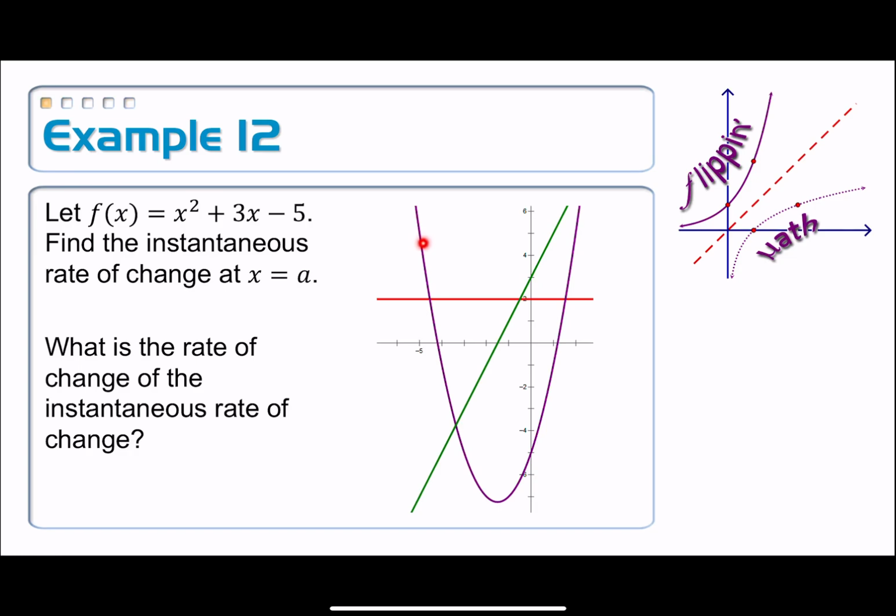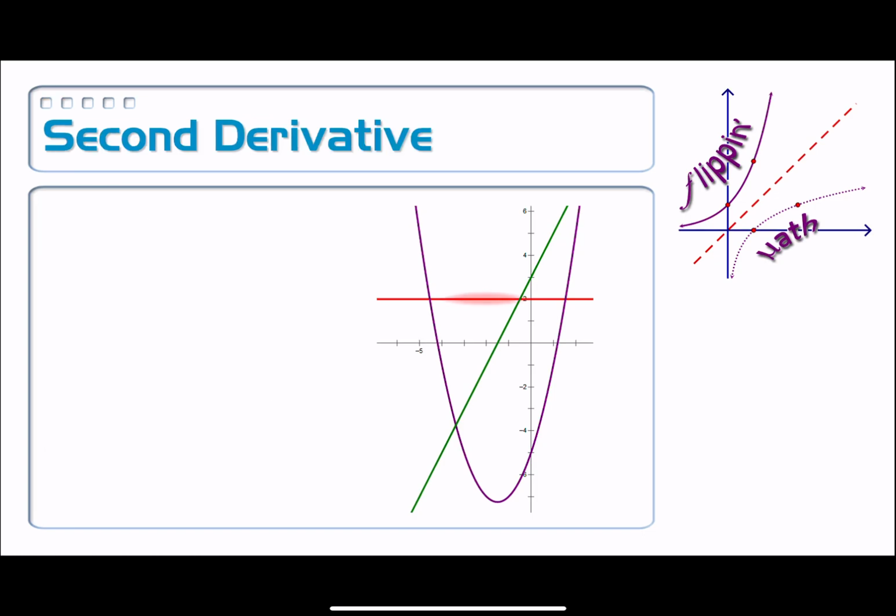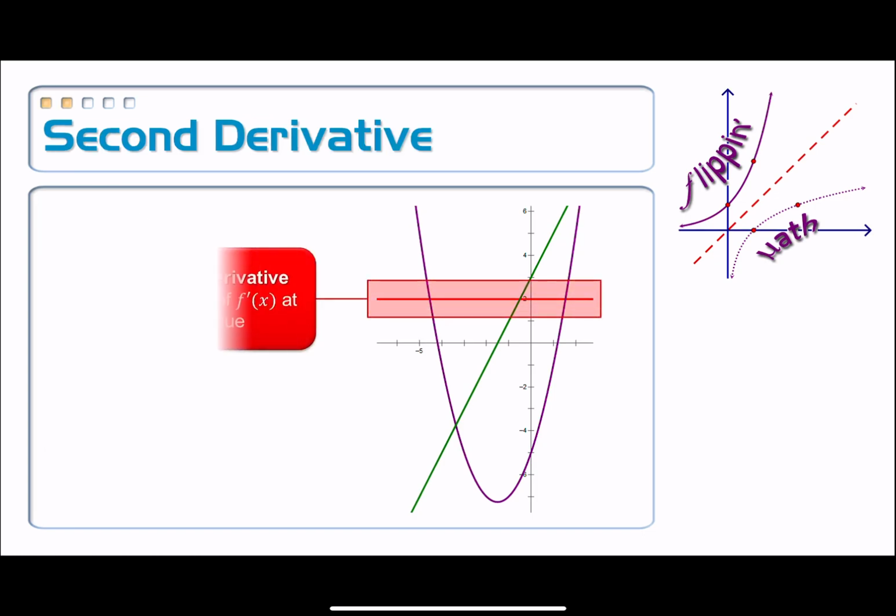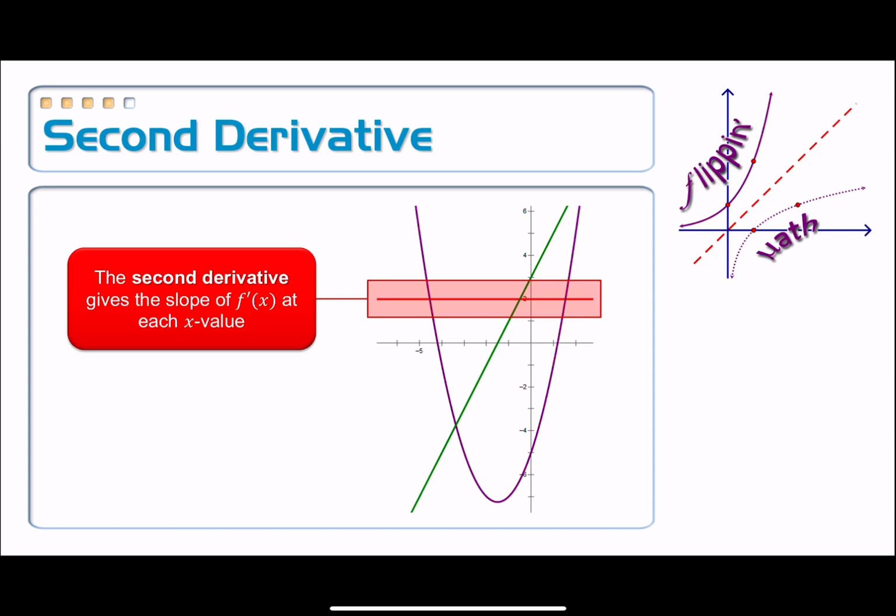Well, one way to think of this is, let's say that this is the position equation of some sort of particle. When I take the derivative of the position equation, I'm going to get the velocity equation. And then I can take the derivative of the velocity equation and I can get the acceleration function. That's an example of some higher order derivatives, and that's what's going on right here. This is a second derivative. It gives the slope of the derivative at each x value, and an application of that is the concavity.